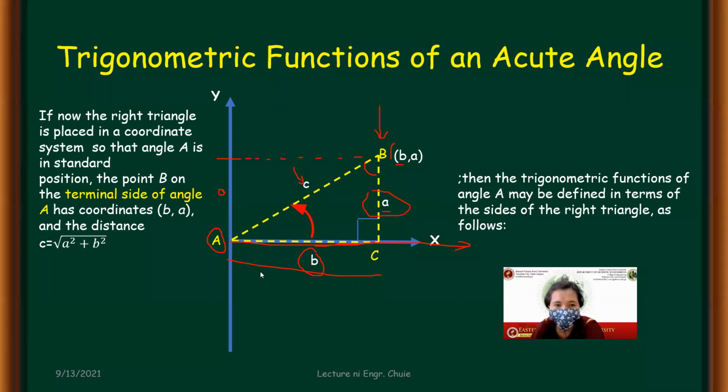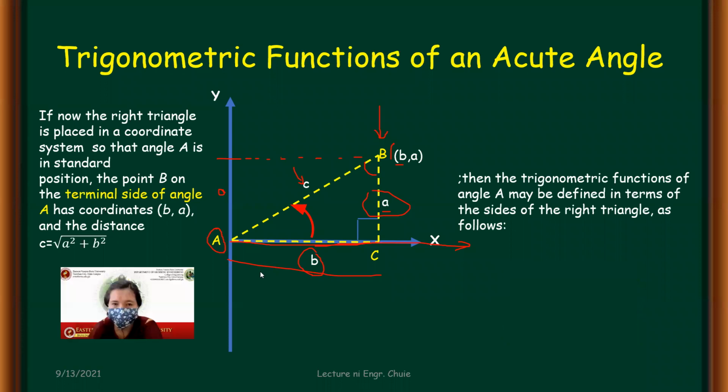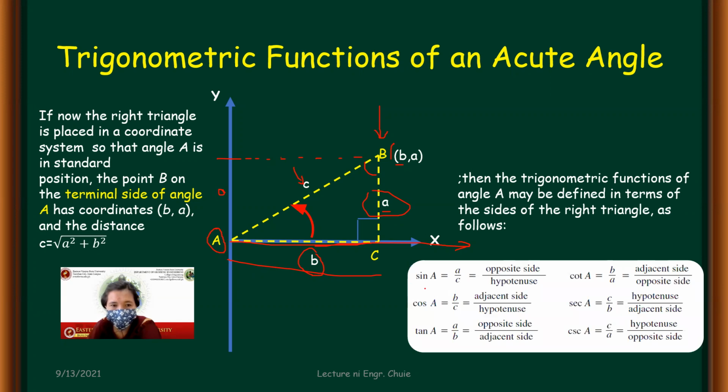For the angle A, we have 6 trigonometric functions if we focus only on angle A. So let's focus only on angle A. Since it is a right triangle, we can say that sine of A is equal to A over C. We denote sine as SOH, where sine of the angle is equal to the opposite over hypotenuse.